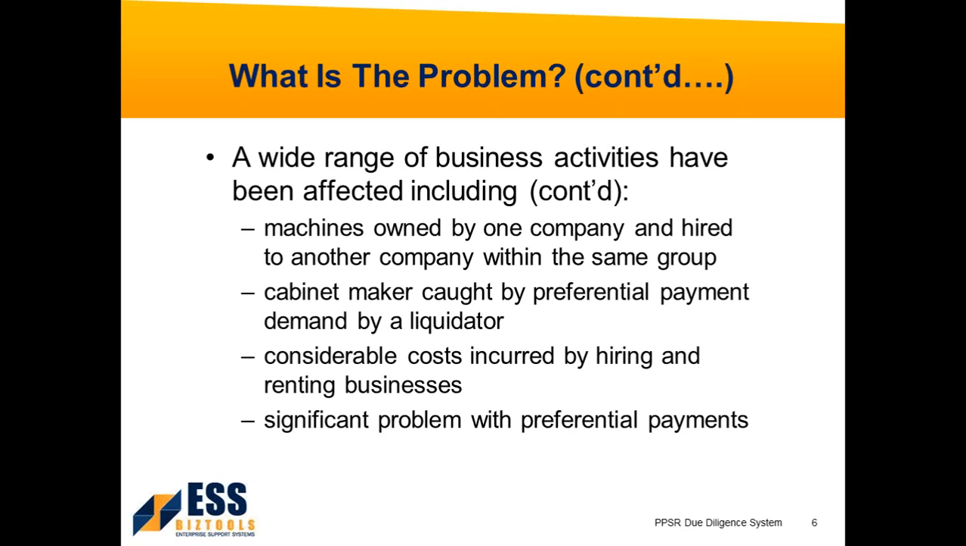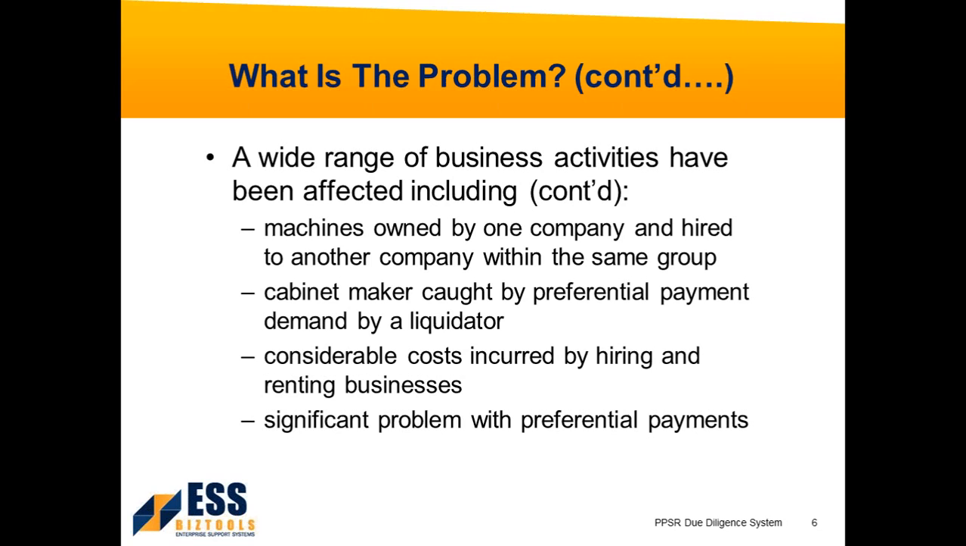Machines owned by one company and hired to another company within the same group. You'd probably think that was fairly safe. This was a court case, QES. The holding company owned a significant investment in tractors and bulldozers and had hired these to a company within the same group. What someone obviously overlooked is that the trading entity had borrowed money from a bank. So there was a secured creditor. And for some reason, the asset owning entity did not make a registration on the Personal Property Securities Register.